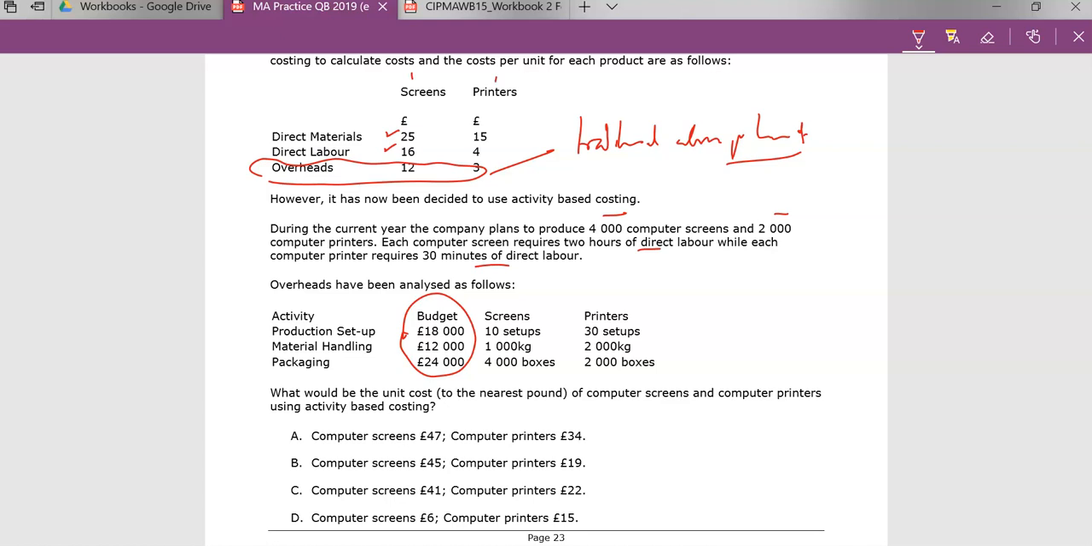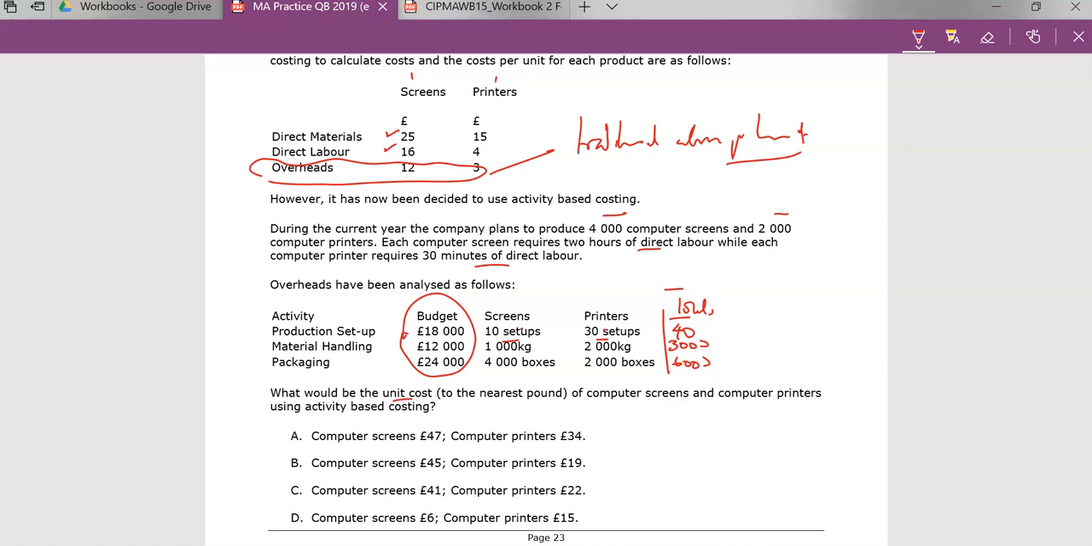So let's deal with the overheads, because I want the full cost. That's what they're asking, right? What was the unit cost? So the unit cost is the full cost of the thing. Again, I need to split this. I have 18,000, and I will need 10 setups and 30 setups. So in effect, the total here again is 40. The total here is 3,000, and the total here is 6,000, right? These are totals. Ultimately, I'm trying to reallocate this 18,000 based on this ratio. That's what I'm fundamentally trying to do.